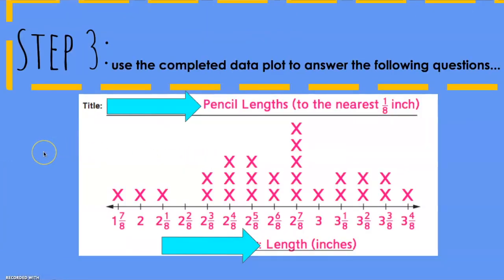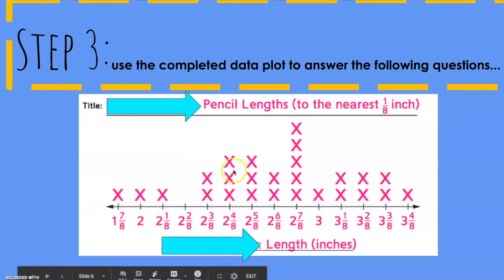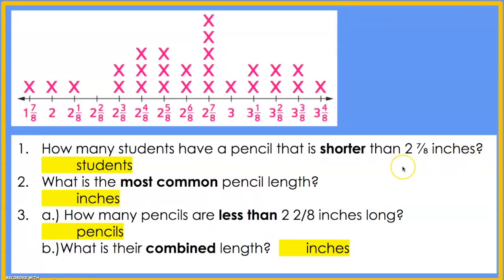Step 3, use the completed data plot to answer the following questions. So then we plotted our data based on the things we had in our table, and we are going to use our completed data plot to answer the following questions. Number 1, how many students have a pencil that is shorter than 2 7/8 inches?